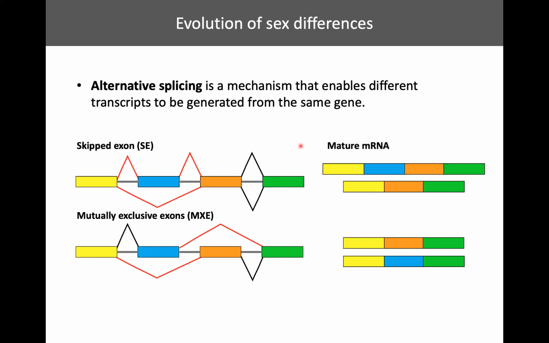So for example, in one sex, the isoform in the final transcript might include this blue exon, but in the other sex, it might be missing like this. And then there are mutually exclusive exons. So for example, in one sex, the isoform in the final transcript might include this orange exon, but in the other sex, it might include this blue exon instead, but never both. And sex differences in splicing therefore have a huge potential to play a really important role in the evolution of sex differences.